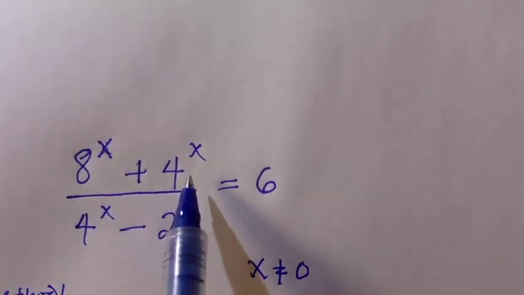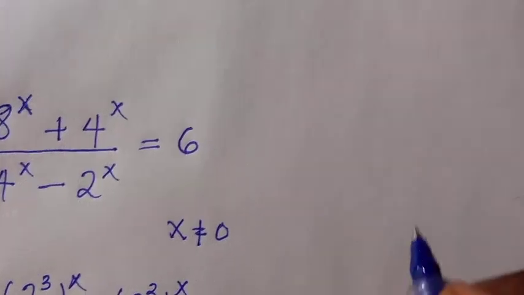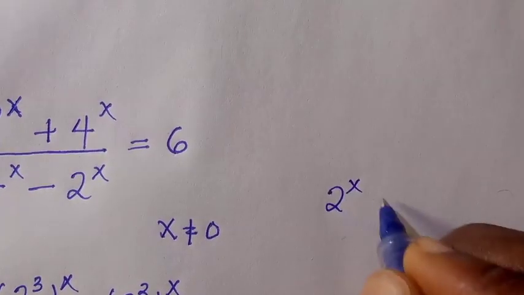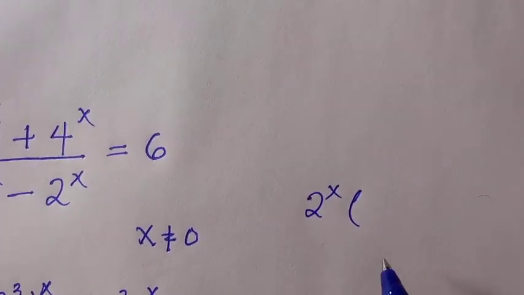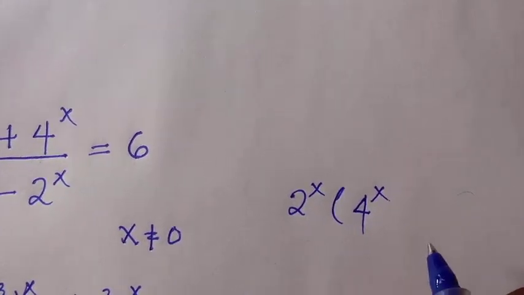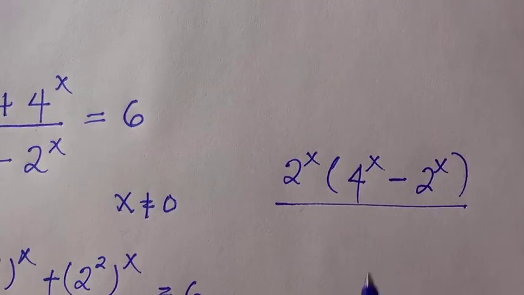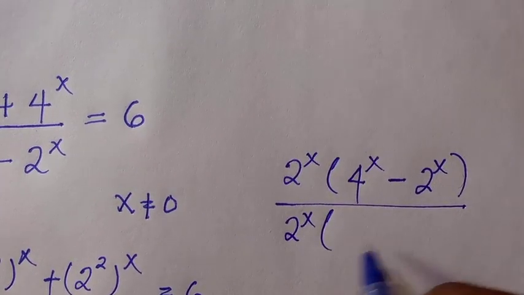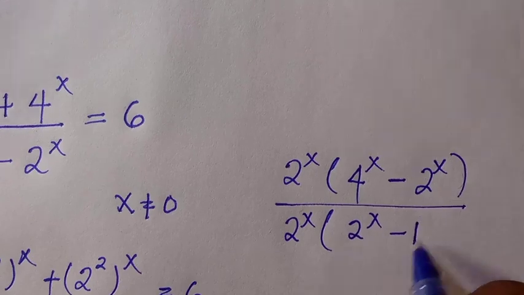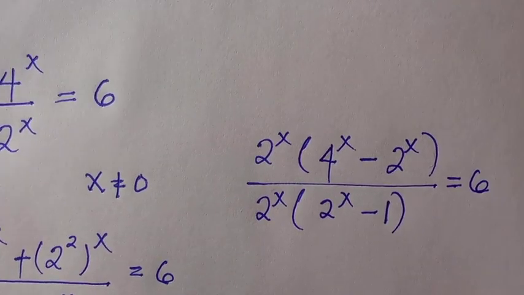From this, we have 8 to the power x plus 4 to the power x, divided by 4 to the power x minus 2 to the power of x. So what we do is, suppose I factor out 2 to the power of x from the numerator. We have 2 to the power x bracket, in this parenthesis we are left with 4 to the power of x minus 2 to the power x, divided by, and here we have 2 to the power x as well, bracket 2 to the power of x minus 1, everything equals 6, where x is not equal to 0.